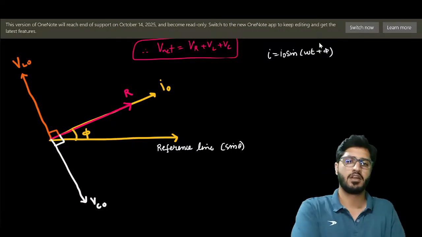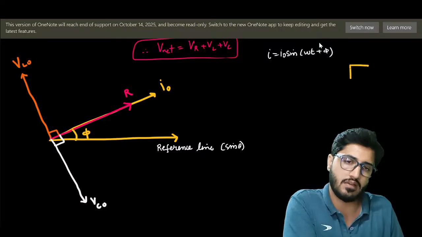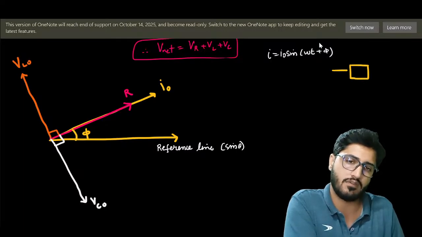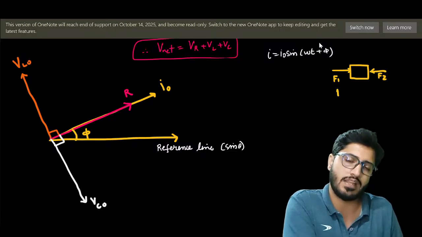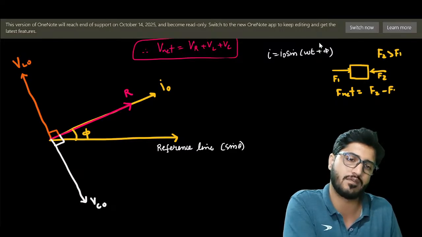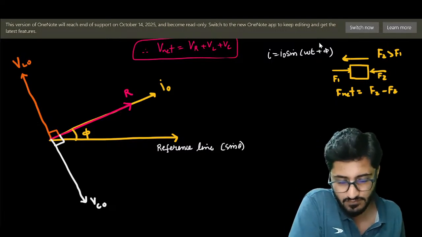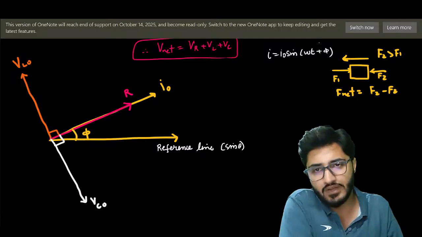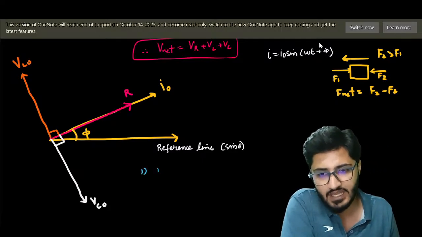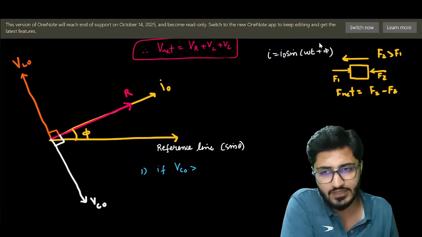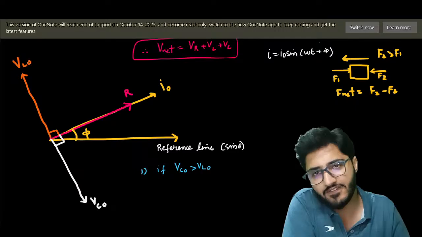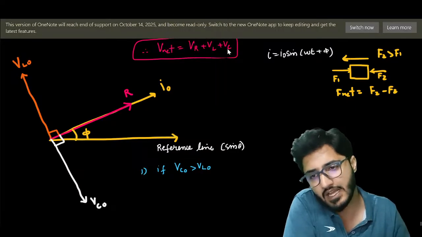Now, if this is my box, here force F1 is acting, here force F2 is acting. What is F net? If F2 is bigger, F net is F2 minus F1. This is my net effect. Look now, in the first case, if VC naught is more than VL naught, the difference will lie here.